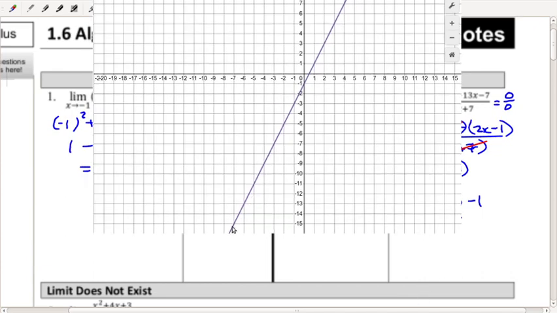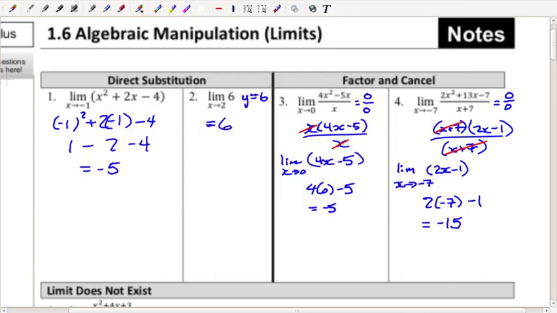So here's negative 7. I can see that my y value is going to be negative 15. And as I expect, there is a hole at negative 7 where I canceled out that factor. So there's my negative 7. But as I go from both sides, I do get close to negative 15 right there. All right, so that's direct substitution, factor, and cancel.